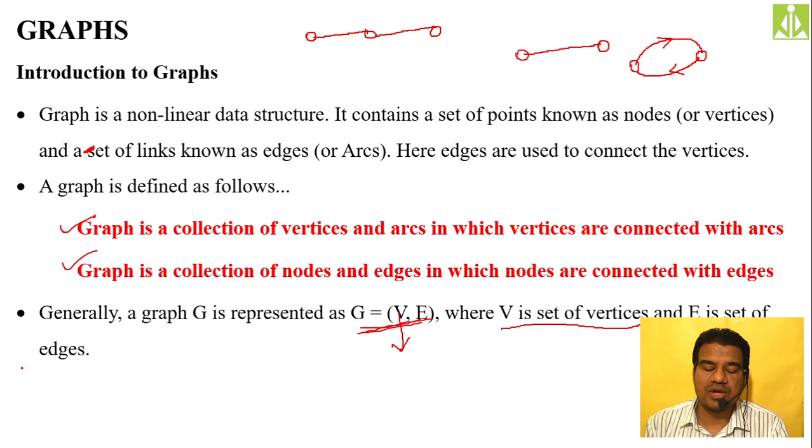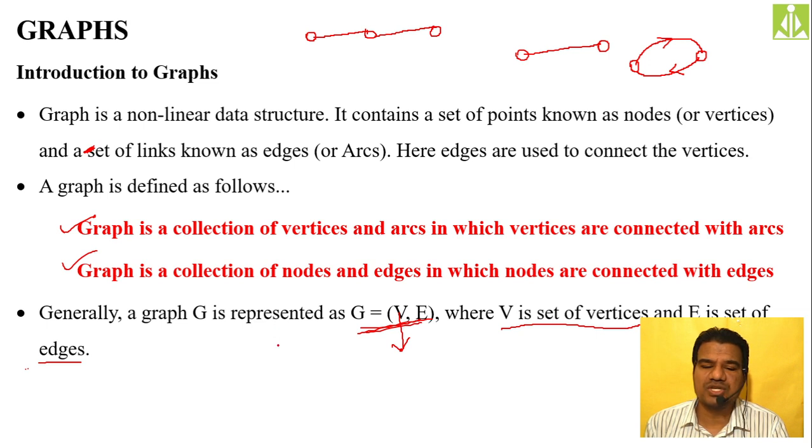So in your graph data structure, whatever vertices you have, simply collect all those vertices and make a set, like your mathematical set, isn't it? That particular set will be represented with a capital V. And collect all the edges present inside your graph and make a set and call it E. So V is a set of vertices, E is a set of edges. So graph G is equal to V comma E, where V is the set of vertices and E is the set of edges. So like this you remember.